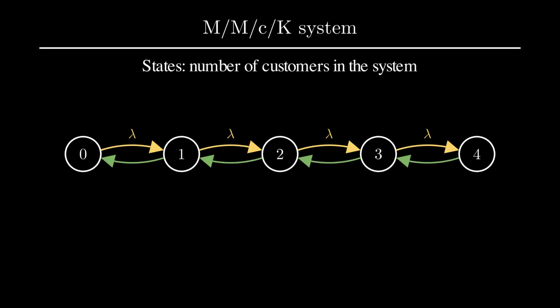Departures are different. The intensity scales with the number of busy servers, that is min(k, C) times mu. But notice how the backward arrows grow, mu, 2 mu, and then level off at 2 mu, because we only have C equals 2 servers that can work in parallel.